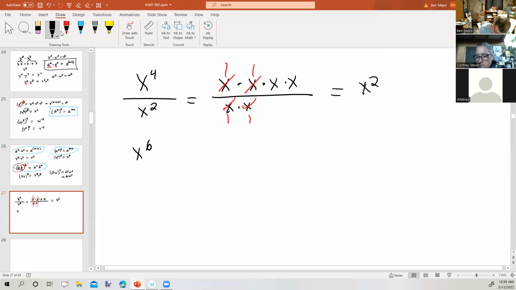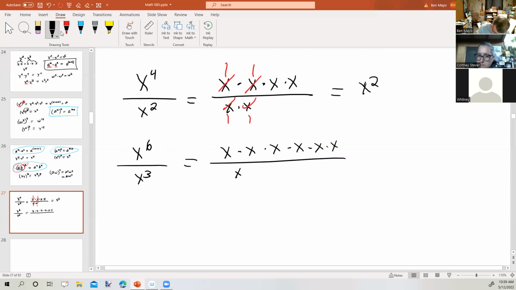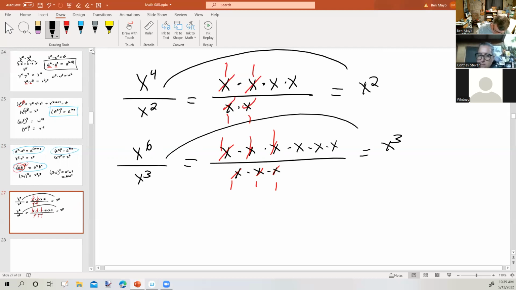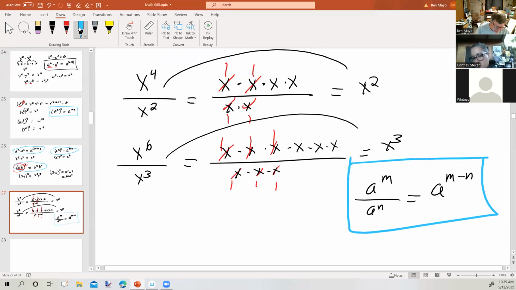If we had x to the 6th over x to the 3rd, we'd have x times x times x times x times x times x over x times x times x. You can see that you really don't want to do it this way. That reduces down, that reduces down, that reduces down, and I'm left with x cubed. So how do we get from there to there? We subtract the bottom exponent from the top exponent and attach the result to the common base. So a to the m over a to the n equals a to the m minus n.